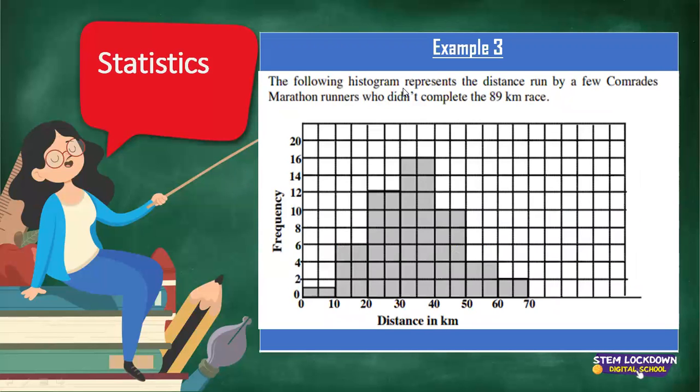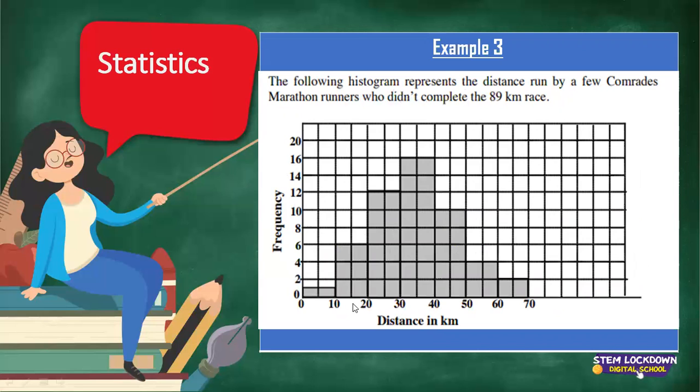So looking at example 3, the following histogram represents the distance run by a few Comrades marathon runners who didn't complete the 98-kilometer race. So these are histograms to represent the race. This is the frequency, and this is the distance they ran. These are in kilometers. Okay.